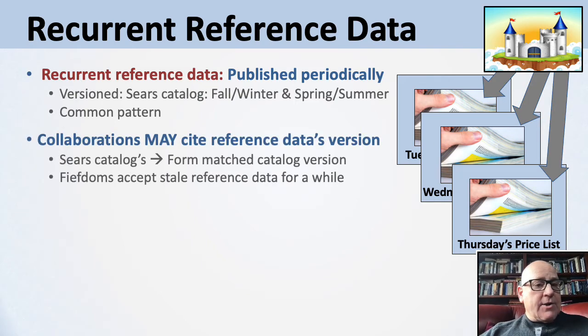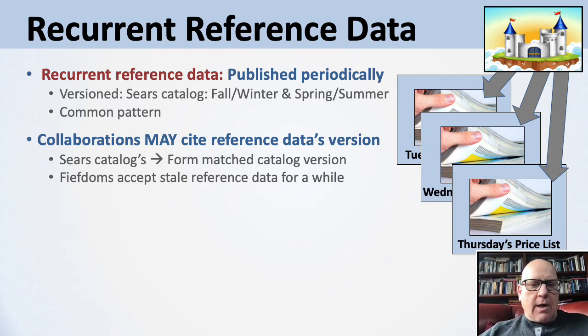Now, a collaboration may cite the reference data's version. When we would fill out that catalog that came twice a year, there was literally a form in the catalog that we would tear out and it would say, this is a form for the fall-winter catalog for Sears for this year. And so the form said how to interpret the reference data. Sometimes the fiefdom will take a particular price for a product and go and look and say, is that an acceptable price for right now? And the reason I say acceptable price is because prices go up and down, and you don't want to reject an order immediately.